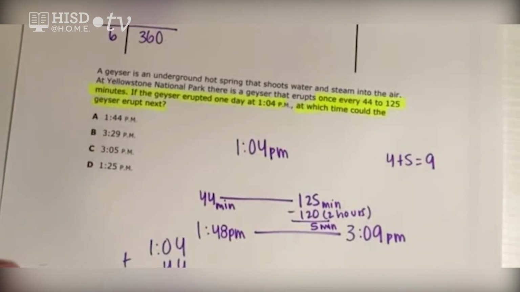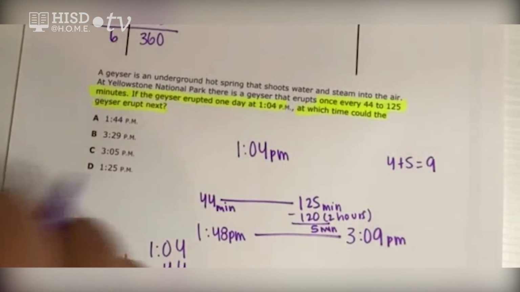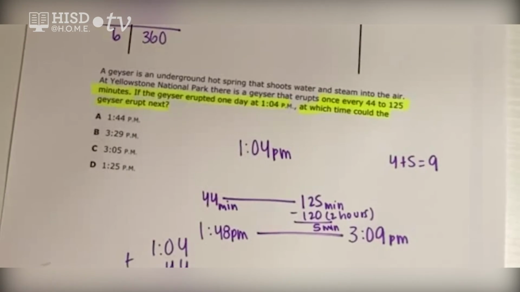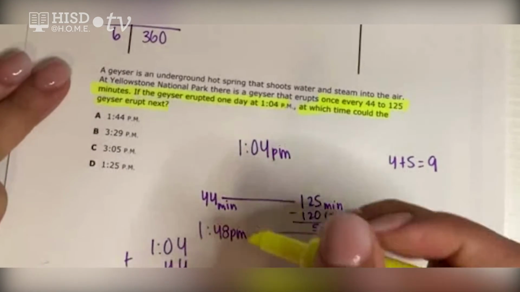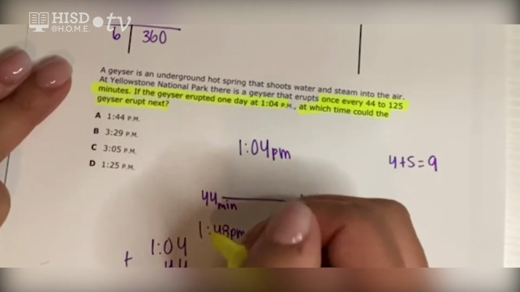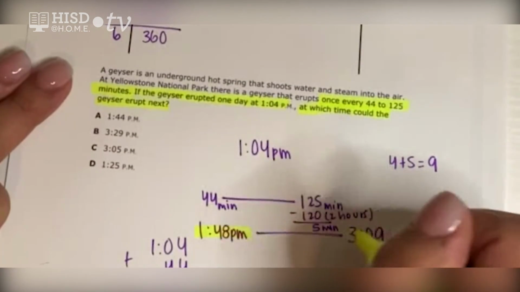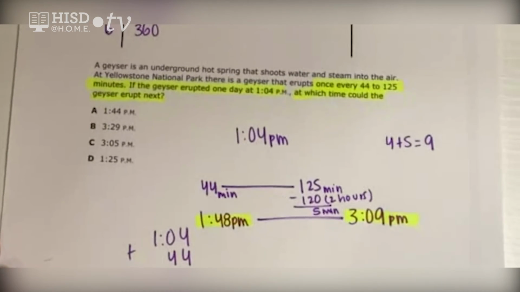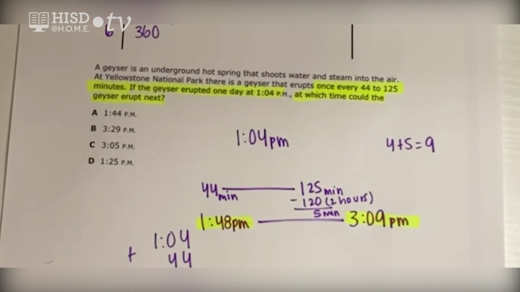So which could be our answer choice, 4th grade? A, B, C, or D? The time frames of the geyser's eruption has to fall in between these two time frames. It has to fall somewhere between 1:48 and 3:09. I'm going to go ahead and give everyone around a minute to calculate and figure out which one could be our answer.